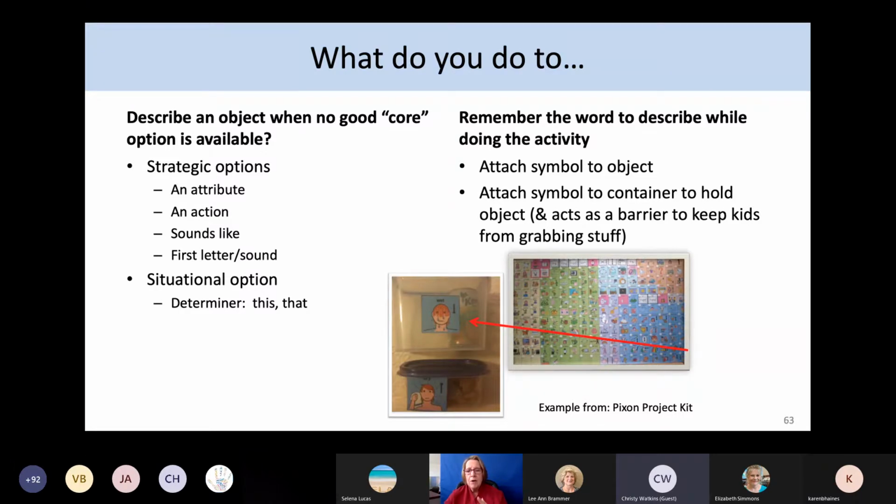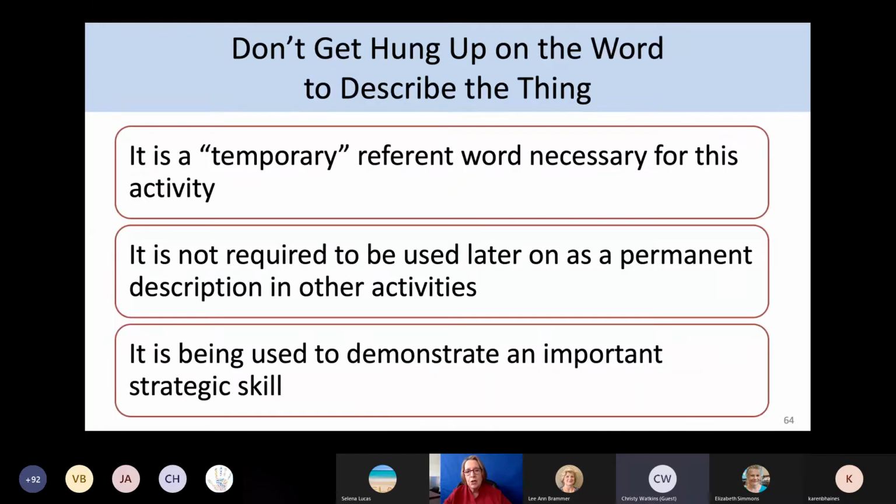It helps us remember how we described that thing, and also putting things inside of little containers. For some of my grabbier kids, it kept them from just grabbing the stuff. It kind of contained their enthusiasm a little bit. So you can do a lot of these strategies with kids with emerging communication skills, reminding ourselves not to get hung up on the word to describe it. You say, this is just temporary.